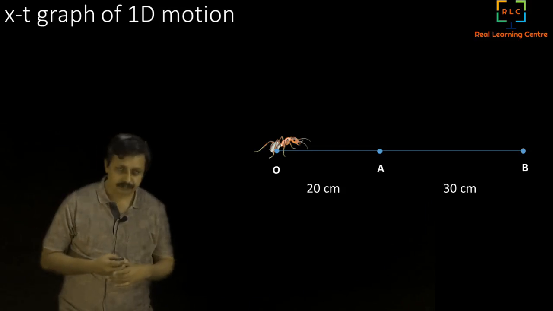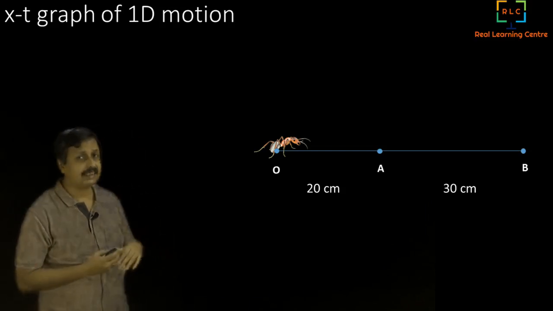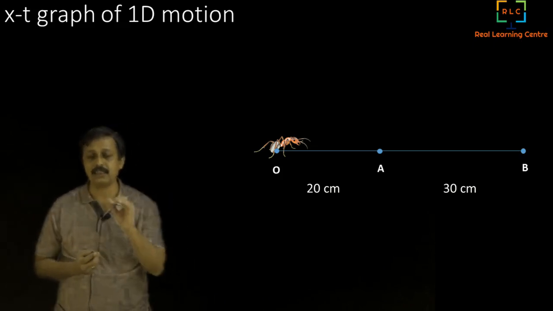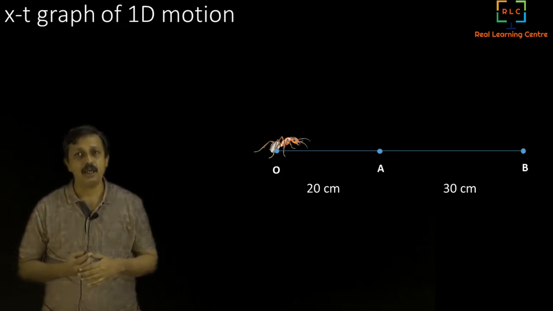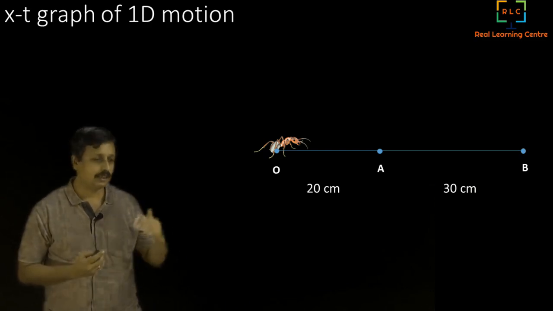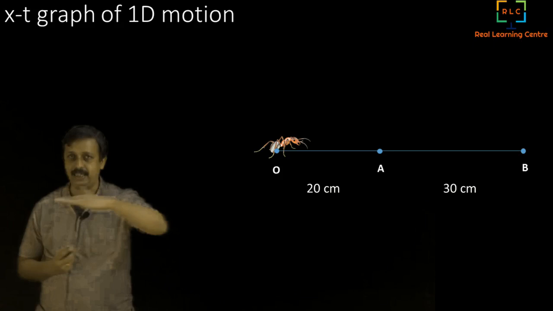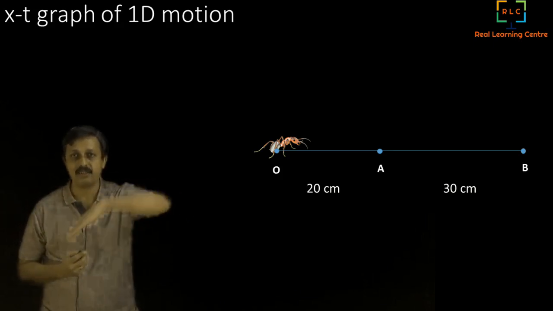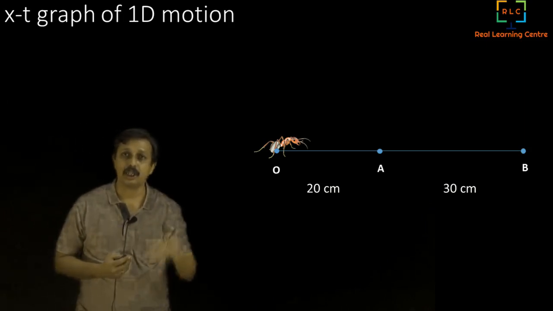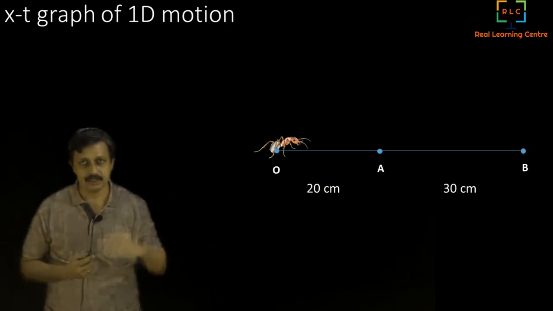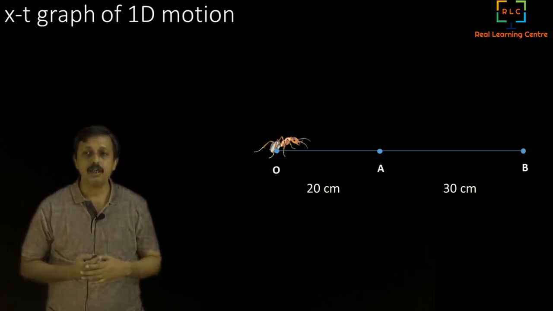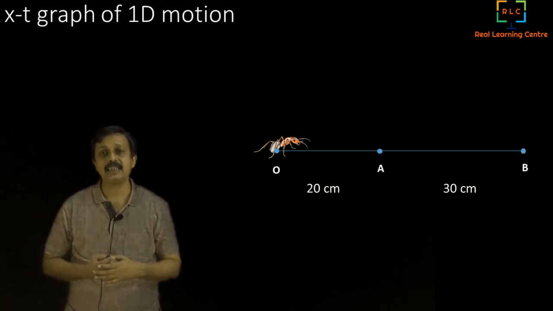So let's start with something called an XT graph of 1D motion. Let's understand this a little before going ahead. 1D motion simply means one-dimensional motion, which means it is going in just one single line. It is not going in some kind of circular path or anything like that. It is going in a straight line. That is 1D motion. Now, what we are going to plot is an XT graph.